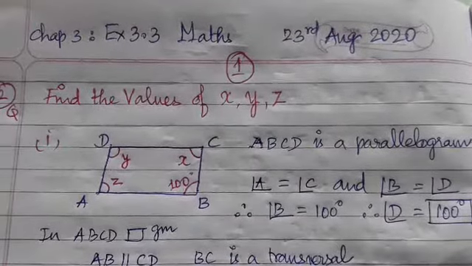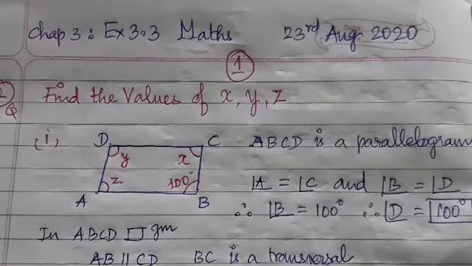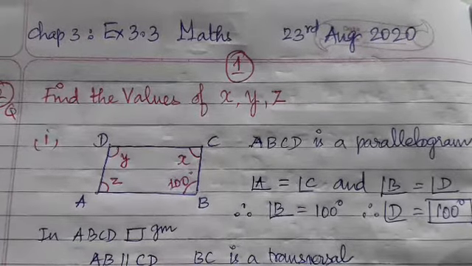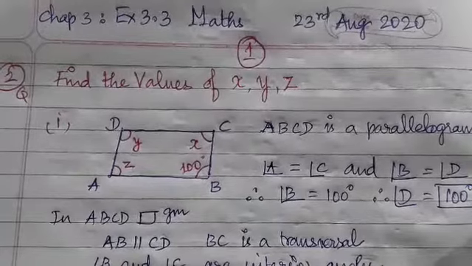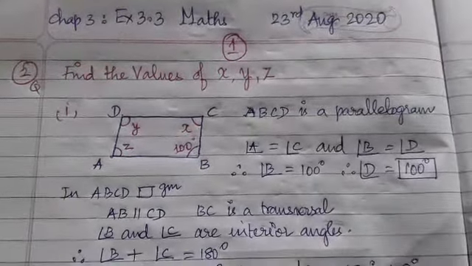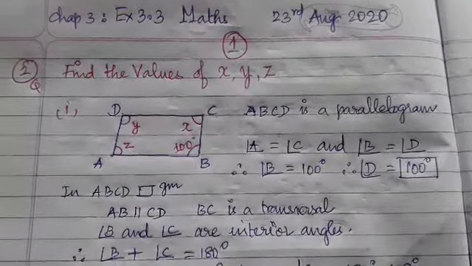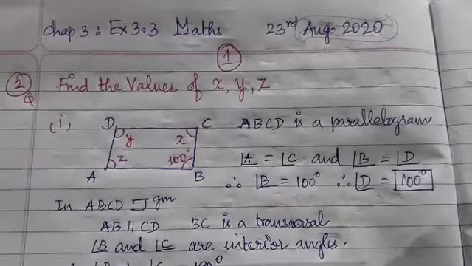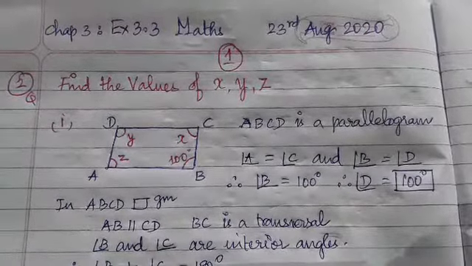Good morning, students. Today we will continue with the 3.3 exercise, problem number 2. What is given in problem number 2? Find the value of x, y, z from the diagram given, and they are telling us it is a parallelogram.